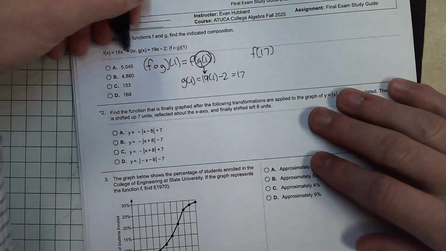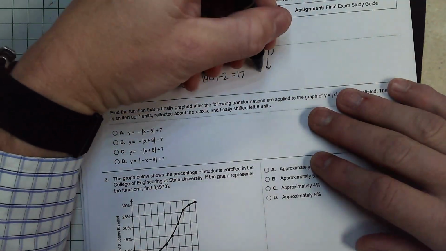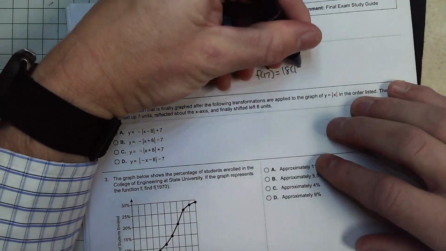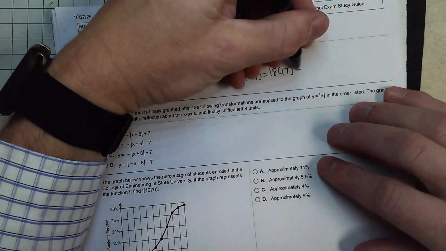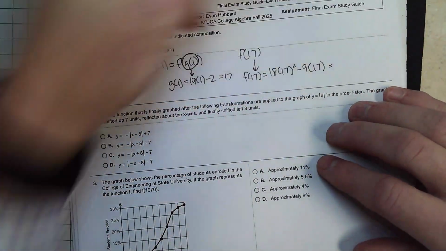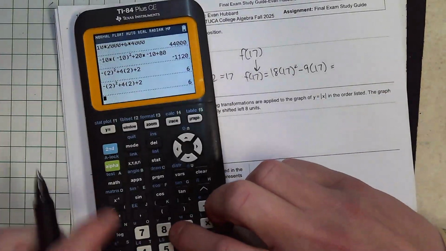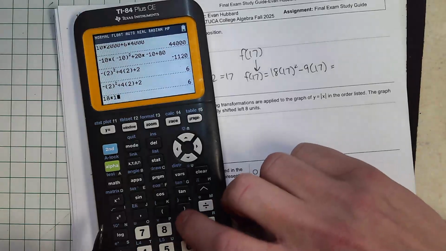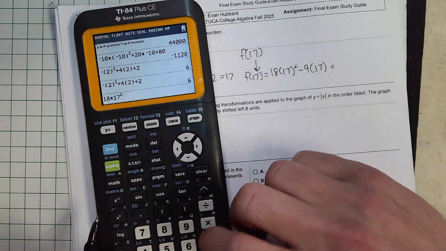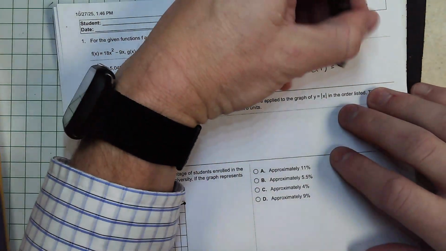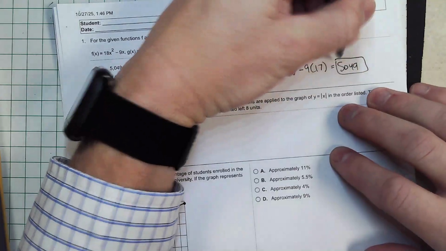So now I'm going to go to the F function and plug in 17 for x. So F of 17 is equal to 18 times 17 squared minus 9 times 17. So I can type this in my calculator. So I've got 18 times 17 squared minus 9 times 17. I got 5,049. So this one is A.